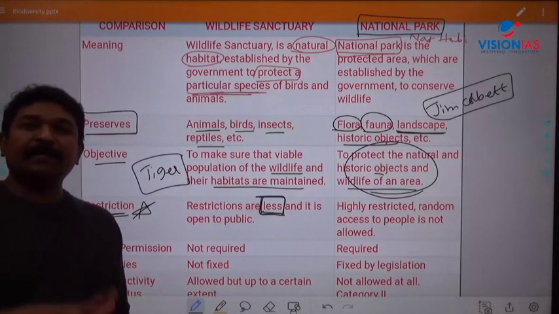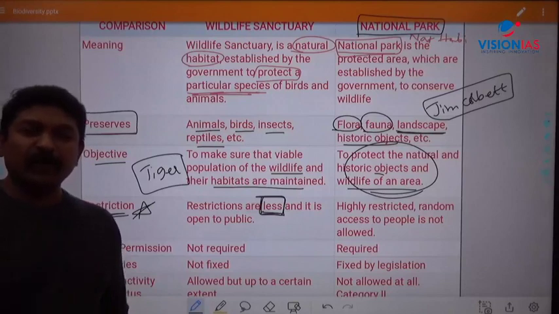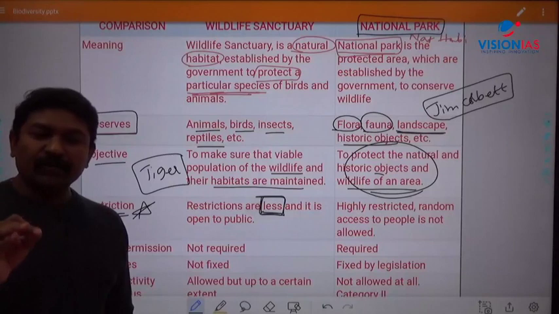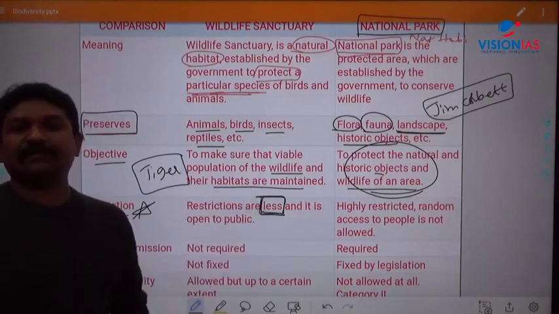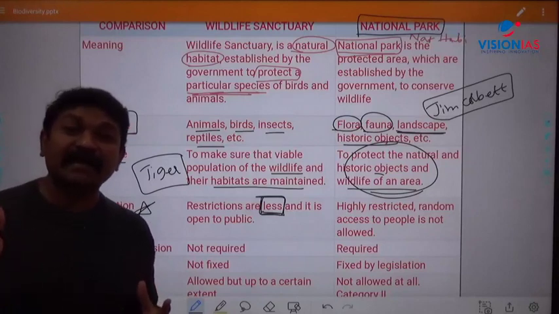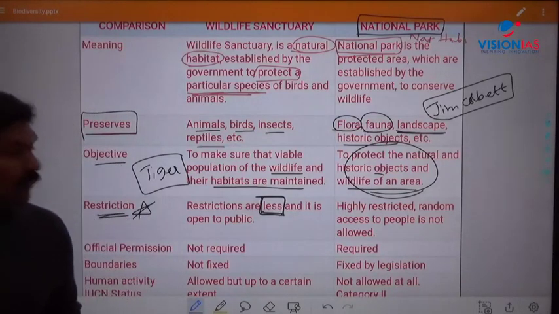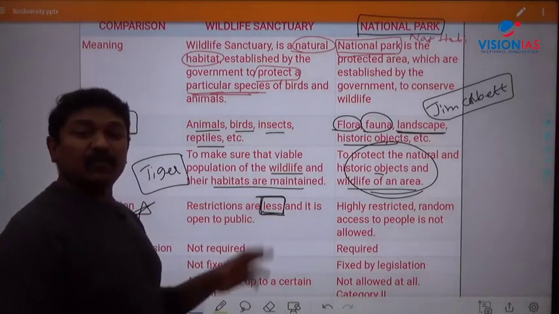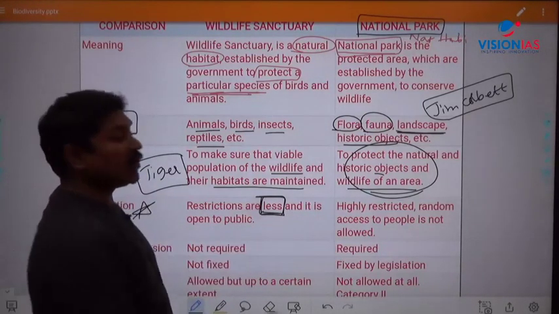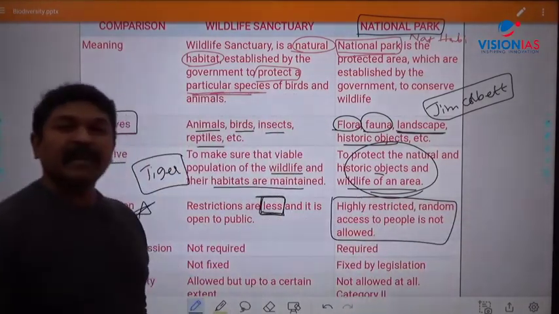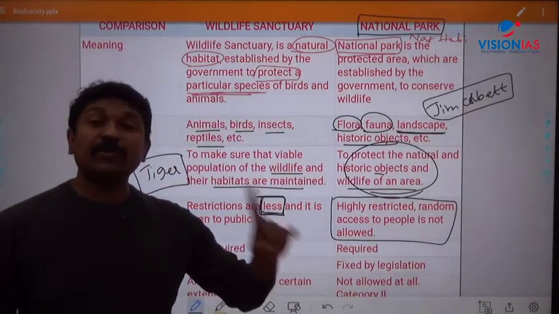And the forest department people located there are allowed to check only that particular species. No need to take care of other things. That is the biggest problem. Therefore, the restrictions are less, people are allowed, and only the animals are taken care of. But here it's not like that. The entire area is protected. Access to people is not allowed.